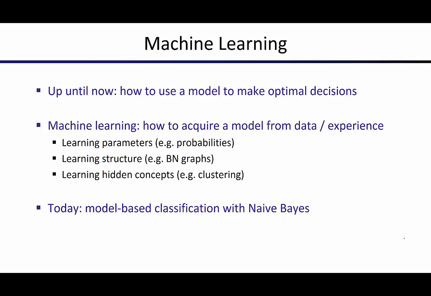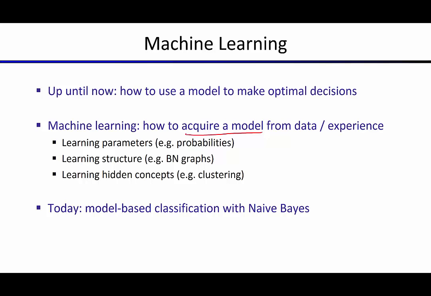Okay, then let's switch over to the third section of the course, which is machine learning. So until now, what we've looked at is decision making. There is a model, and based on the model, you compute what a good decision might be. It could be that the model is probabilistic, and we know how to work with that. That was part 2. In machine learning, we're actually going to worry about how to acquire this kind of model that we've been using, or even other models, from data, from experience.